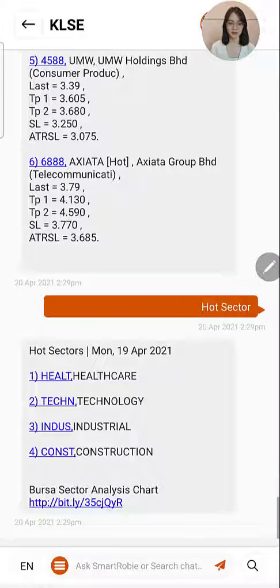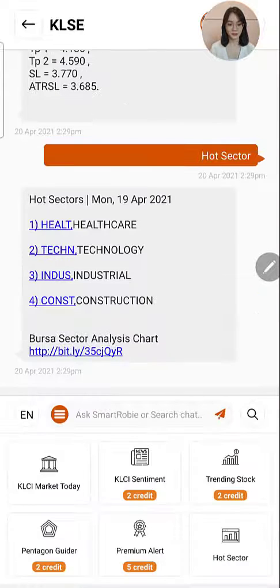So once you have tapped into this page, you will see a menu here at the bottom, which will lead you to the main menu. In SMARTRobie, we only have two menus at the moment, which is the main menu that you see in here with 6 different features, and also another sub-menu which provides further information of a specific stock. But in this tutorial video, I will first be guiding you through the main menu.